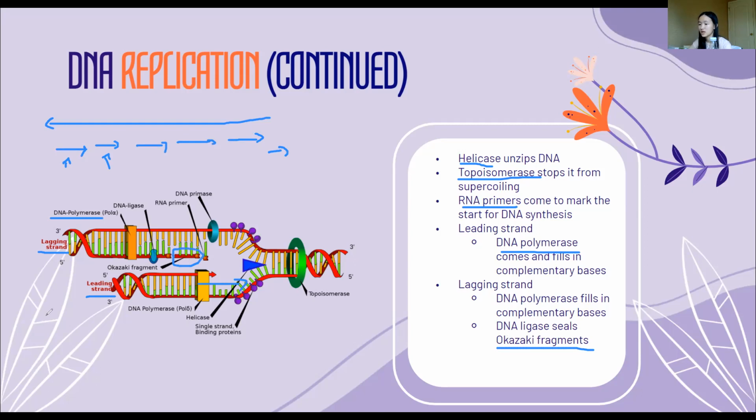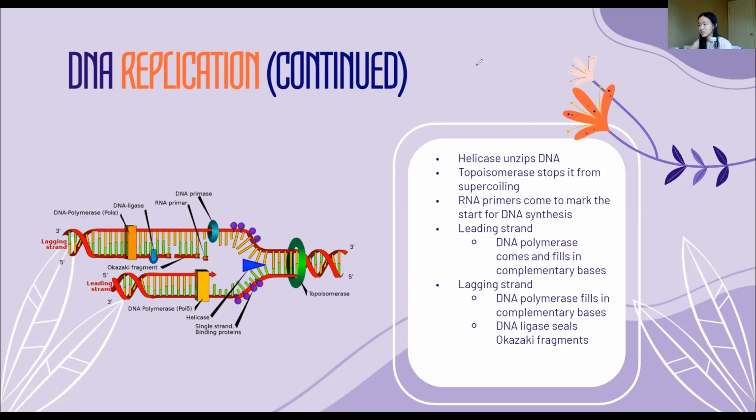And after they're finished replicating, the DNA ligase, which is this blue thing right here, will come in and just seal the Okazaki fragments together, and that way it will be a complete strand. I think that's it for the main functions in DNA replication. All of these small things that are coming in are called enzymes. There are a lot more complicated ones, but I'm just talking about the most simple and basic ones.